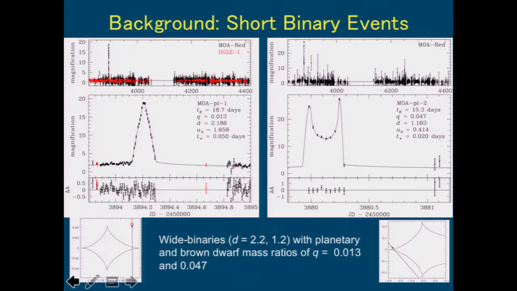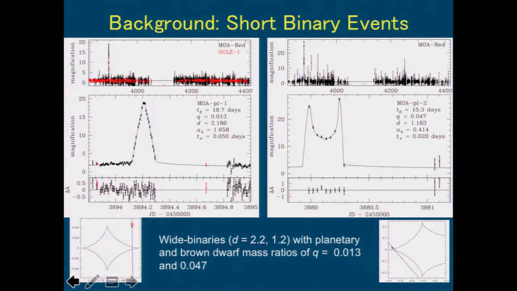And we found this kind of caustic crossing event near the cusp approach of the planetary caustic. We found this event can be explained by the wide separation binary with a planetary mass ratio of 0.013. So this is just crossing the planetary caustic, but didn't cross near the primary.